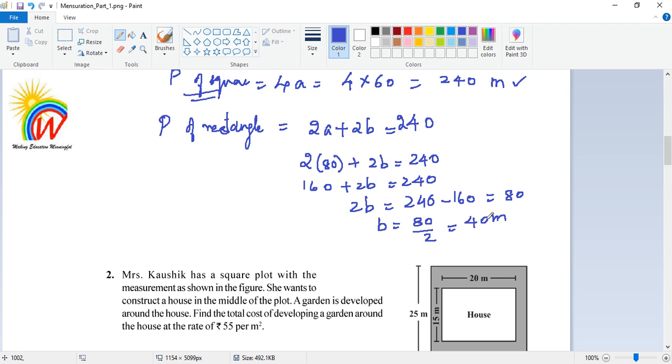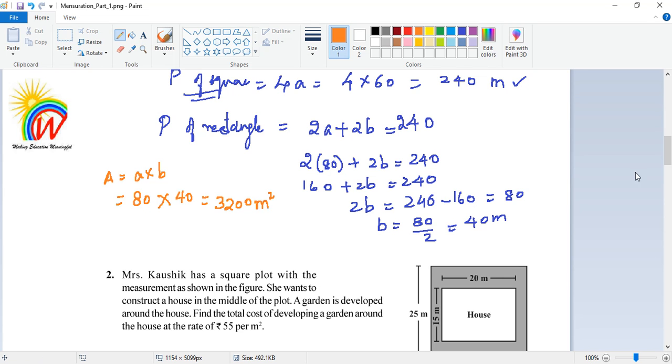Now if I ask you what's the area of the rectangle, area is equal to length times width, or you can write it as A times B. A we already know is 80 and B is actually 40. So that is going to be 3200 meters square.